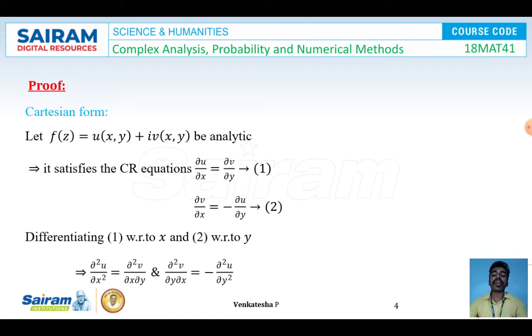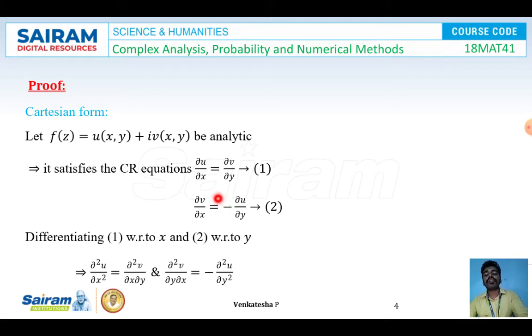Since the function is analytic, I can make use of CR equations here. So it satisfies the CR equations. Dou u by dou x is equal to dou v by dou y. I'll be calling this equation number 1, and dou v by dou x is equal to minus dou u by dou y. I'll be calling this equation number 2. Now I'm going to differentiate equation number 1 with respect to x partially, keeping y constant, and differentiating partially equation number 2 with respect to y, treating x constant.